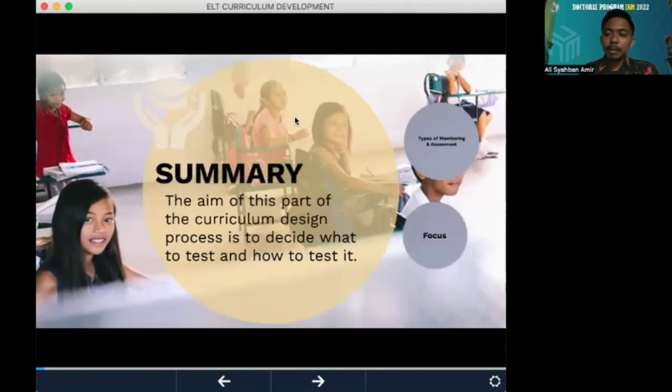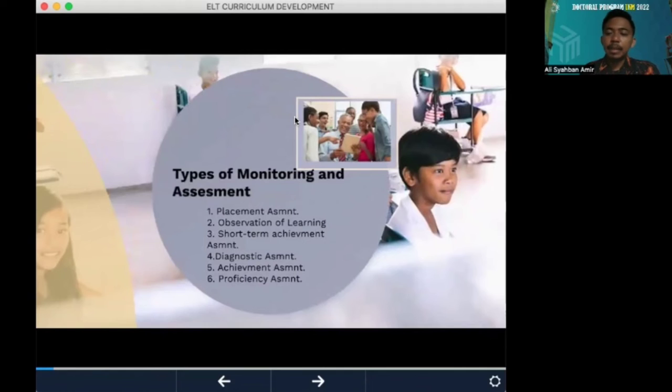The summary of this chapter is that the aim of the curriculum design process is to decide what to test and how to test it. In this chapter, there are 6 types of monitoring and assessment: placement assessment, observation of learning, short-term achievement assessment, diagnostic assessment, achievement assessment, and the last is proficiency assessment.